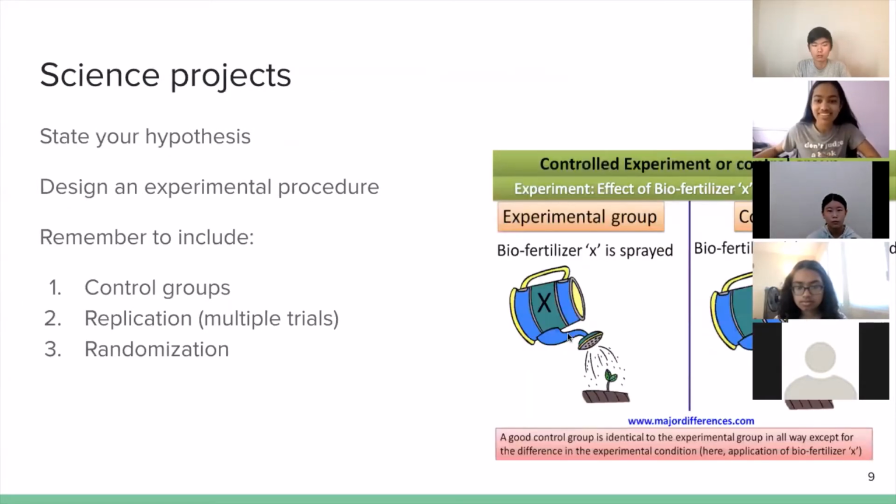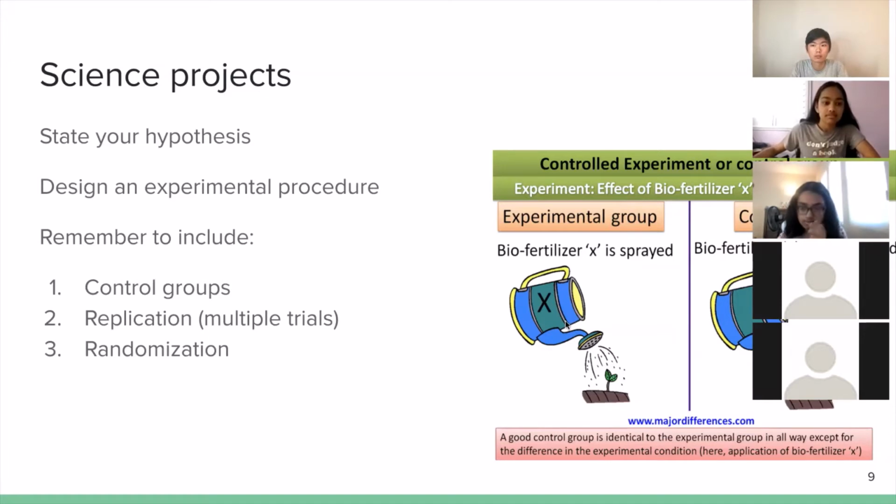So specifically for science projects, there are some things that you need to do. You should be sure to state your hypothesis, and then you should design an experimental procedure. But in this, you should remember to include the control groups, ways that you can replicate your project, and also ways that you're randomizing your project. So there's an example of a control experiment or a control group in which there's one plant that is sprayed with the biofertilizer versus one plant that's not sprayed. So including these control groups is important.